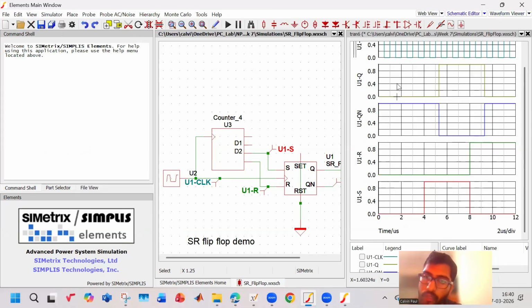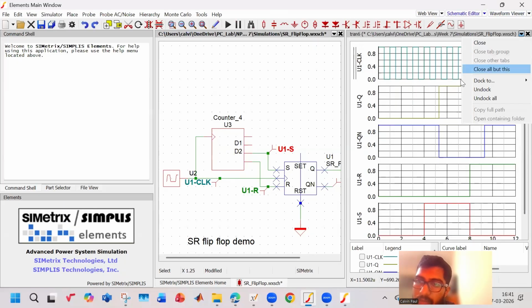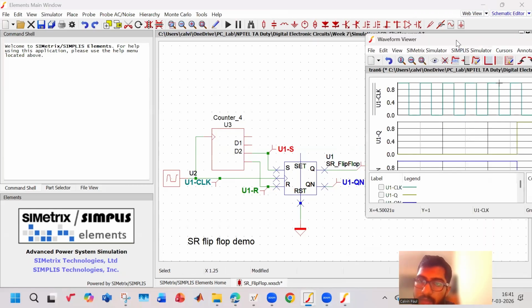This is your reset pulse. Your Q was 0. Then your set pulse goes high, and your reset is 0. There is a delay. Because of the delay, your Q goes high after some time. Let us undock it. This will make more sense.